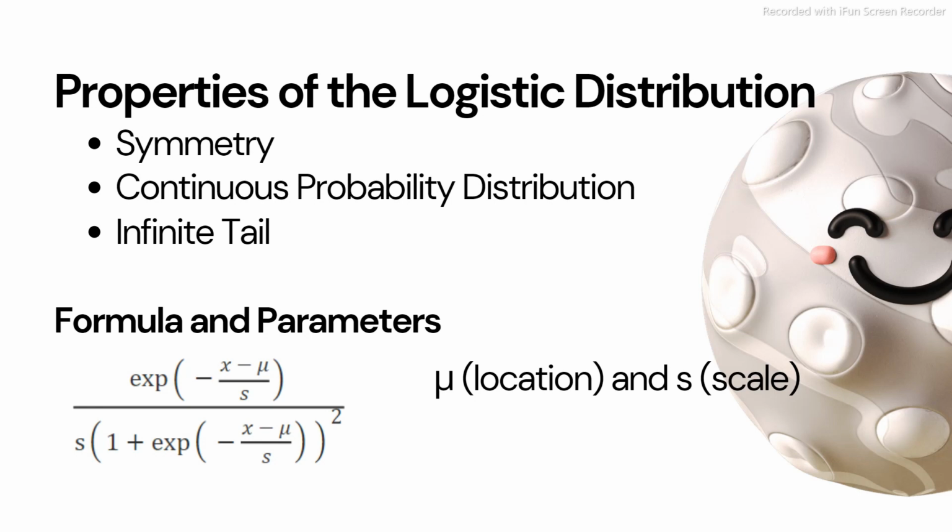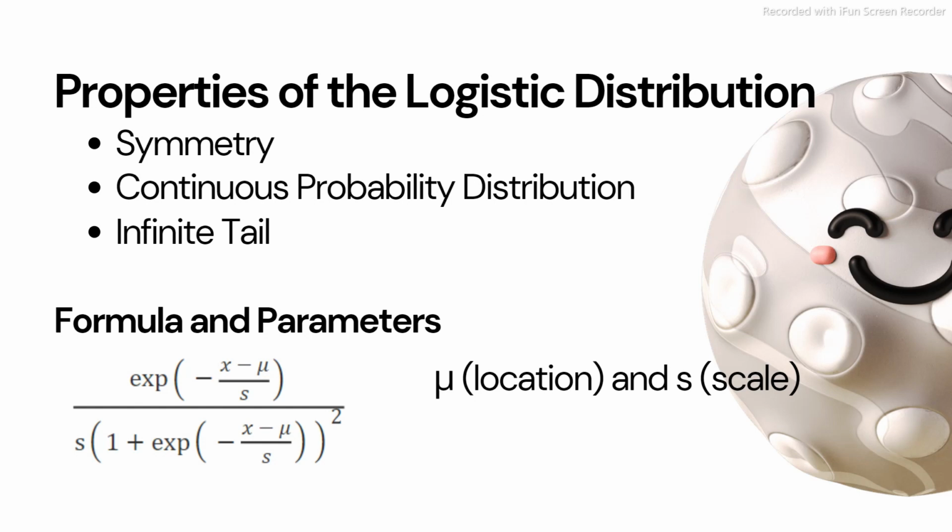You can define it at any point, and the formula goes like this: exponential of minus (x minus nu) divided by s, divided by s times (1 plus exponential of minus (x minus nu) divided by s) whole square. Here nu is nothing but the average, or what we call the mean. Here I have represented it as a location because as the location increases, the mean also increases. The s is a scale parameter.